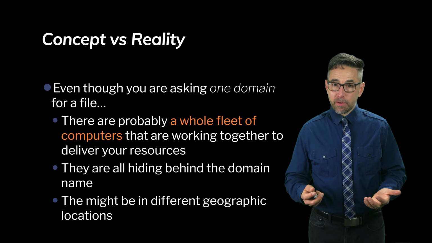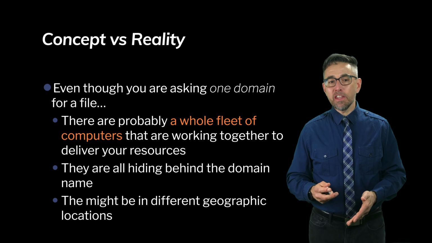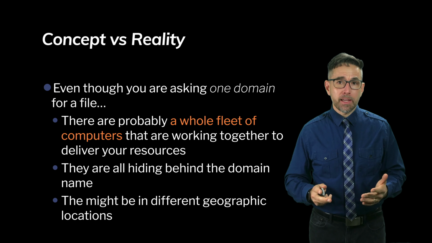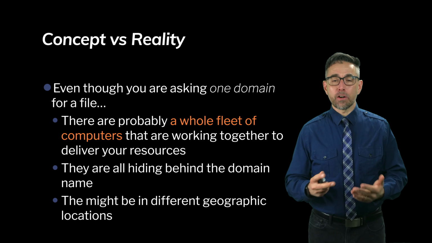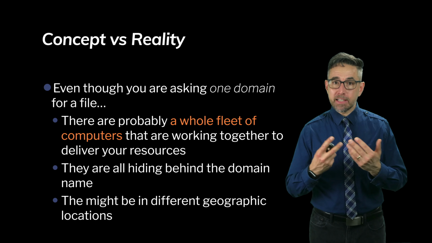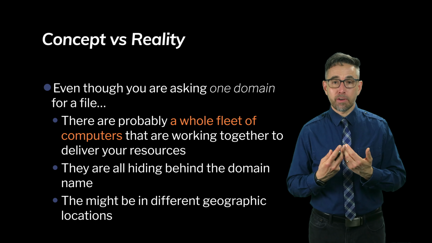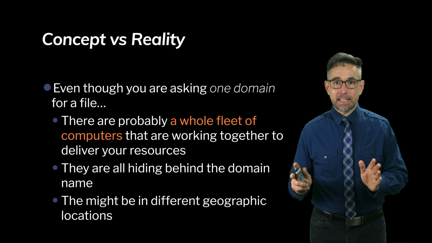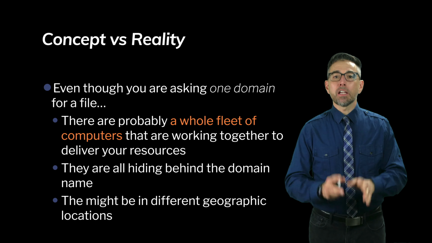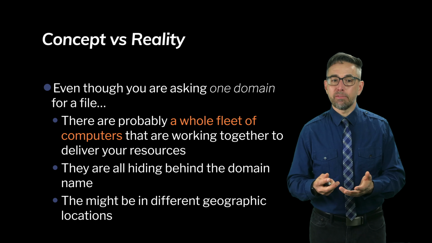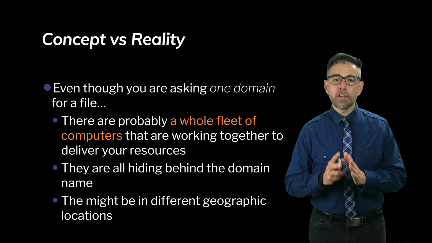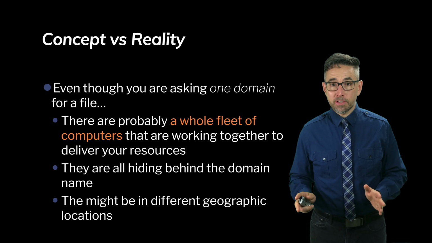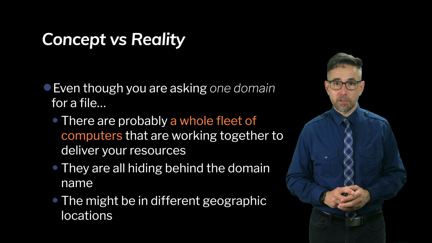Another way in which reality differs from the concept that we're talking about is that even though we're asking just one domain for a file, there are actually probably a whole fleet of computers that are responding to that request. There's probably a set of computers that are answering that request from browsers all over the planet, farming them out to different computers in the fleet that are working for, say, Amazon.com, constructing a web page for you that looks like a file, and delivering it back through one domain name to the user that's requested it. In fact, this fleet of computers may be located in different geographic locations all over the globe.